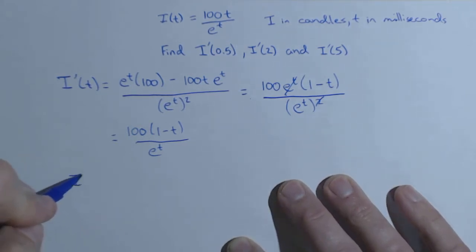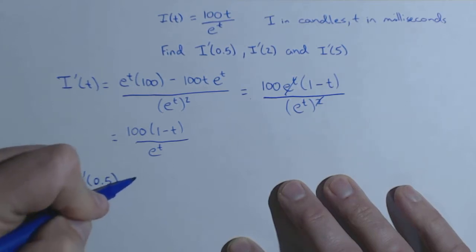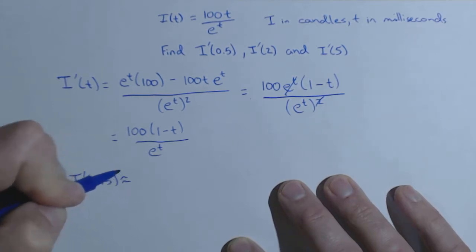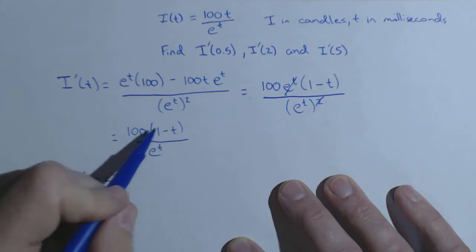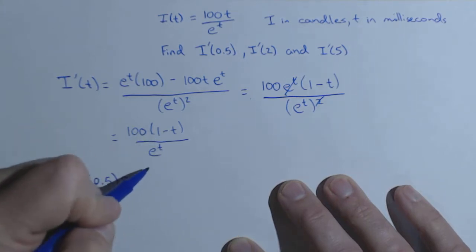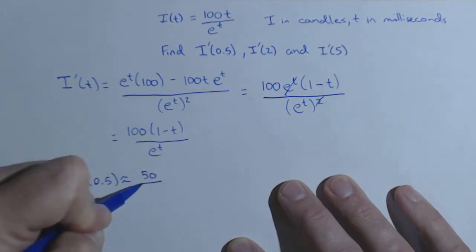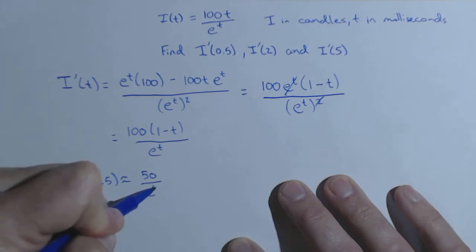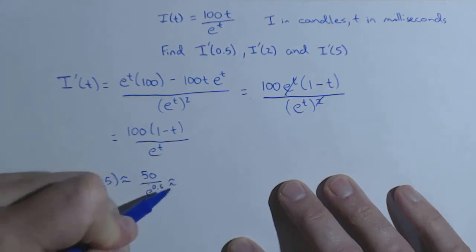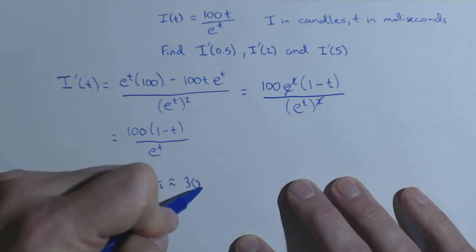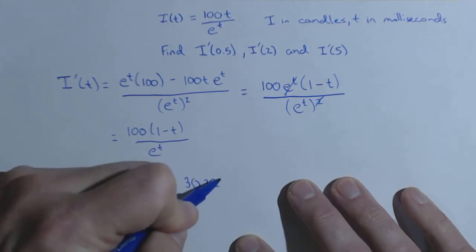So let's go ahead and do that. I prime of 0.5. I'm just going to get the approximation. You would just plug the 0.5 in here. The exact value would be 50 over e to the 0.5, which is about 30.327.